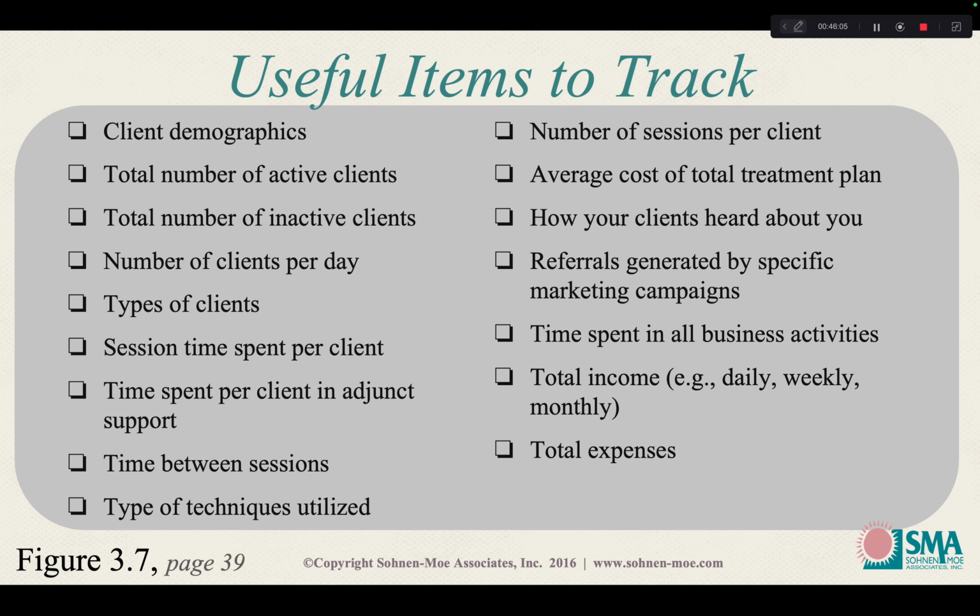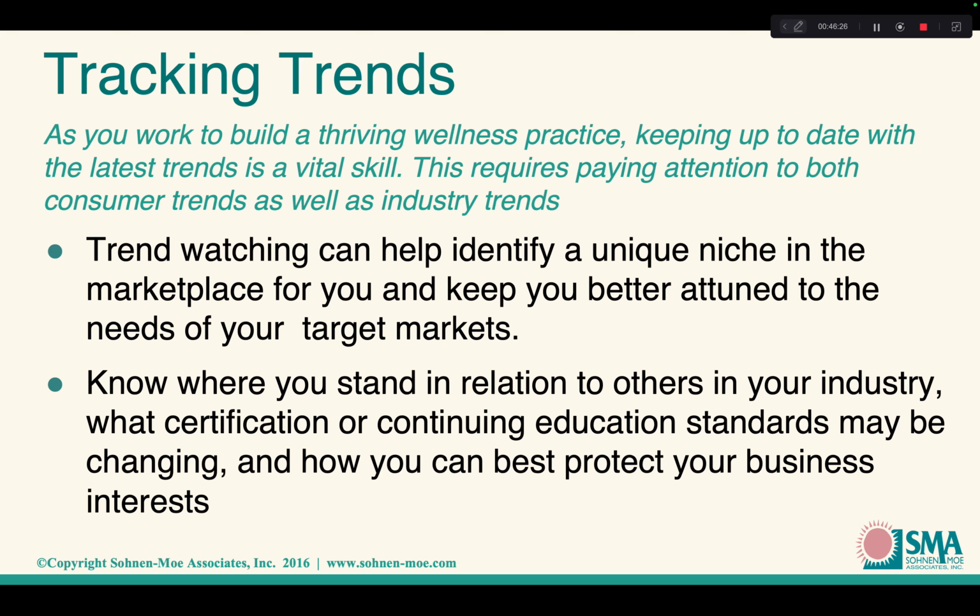So time spent in all business activities. Where is the time being allotted? Think about your total income. You can do this daily, weekly, monthly, whatever. And then write down all your total expenses so you kind of have an idea. So track all that stuff, or most of it.